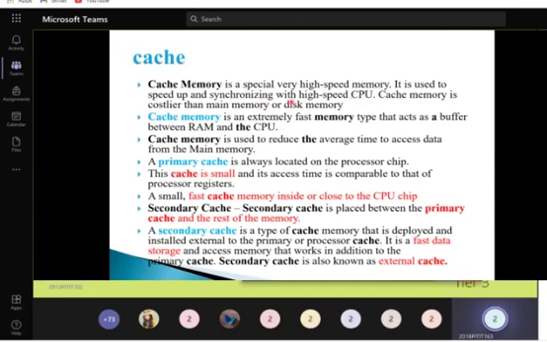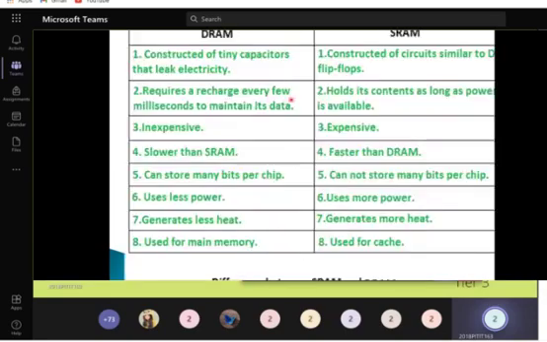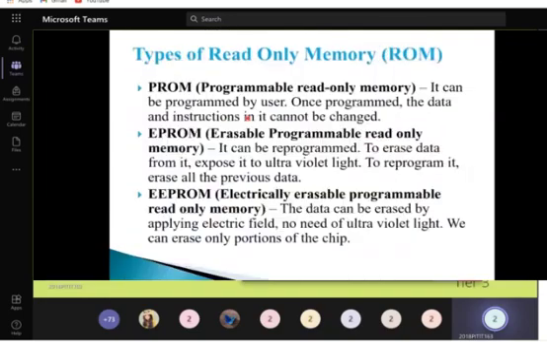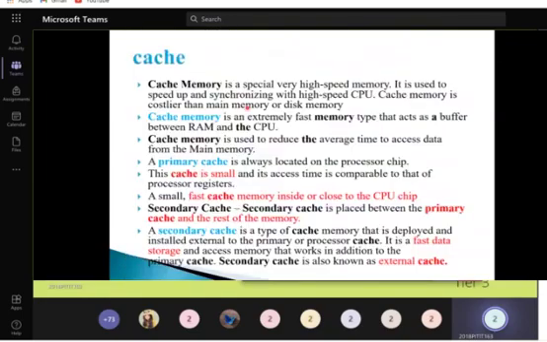Because I'm using this SRAM. In previous cases, we know, right? We saw we are using the SRAM chips in the cache memory. That's why it is very expensive and that will be very fast too. So our cache memory is an extremely fast memory type that acts as a buffer between our RAM and the CPU. And the cache memory is used to reduce the average time to access the data from the main memory.